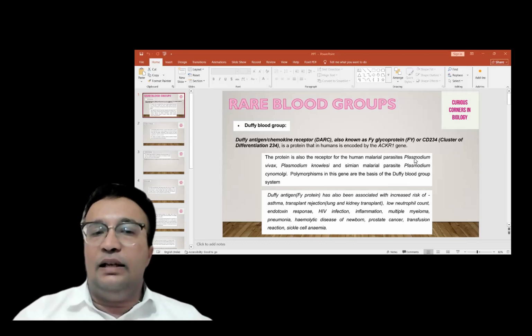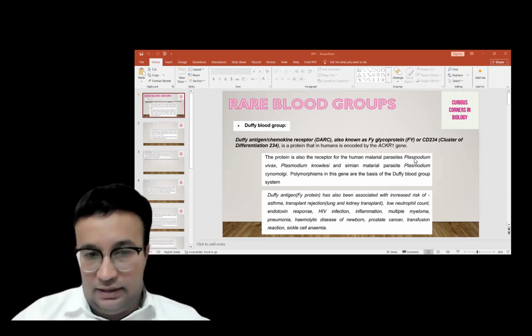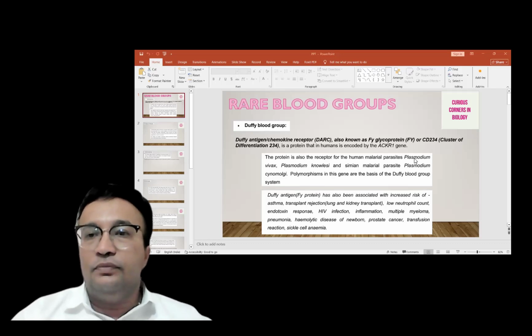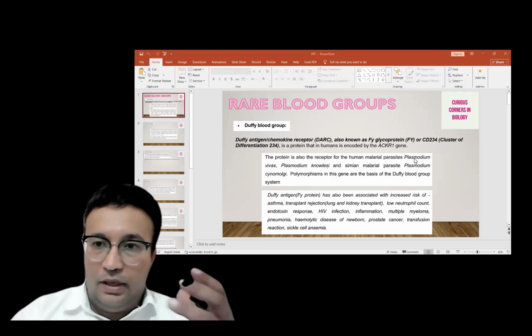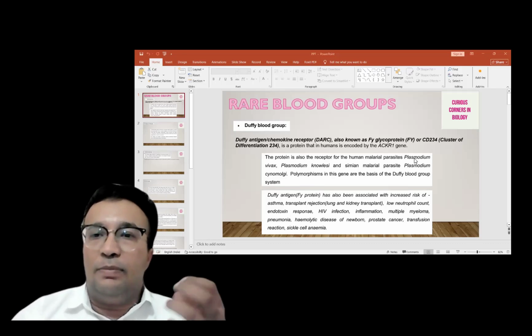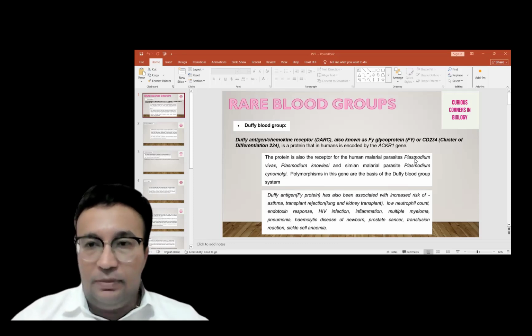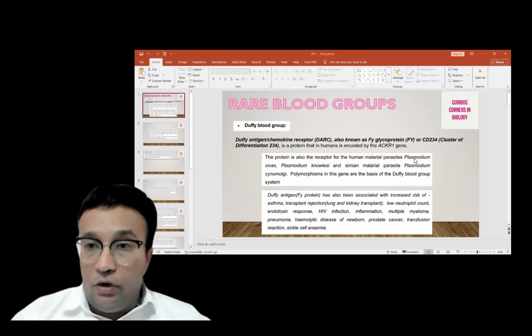And the clinical significance is that this Duffy antigen F5 protein is associated with many health risks like asthma, transplant rejection. Of course, antigens on the RBC membrane play a very important role in transplant acceptance or rejection. Ultimately, any transplant eventually gets rejected, for example lung transplant or kidney transplant. It is also associated with low neutrophil count, neutrophil being a type of WBC. Endotoxin response.